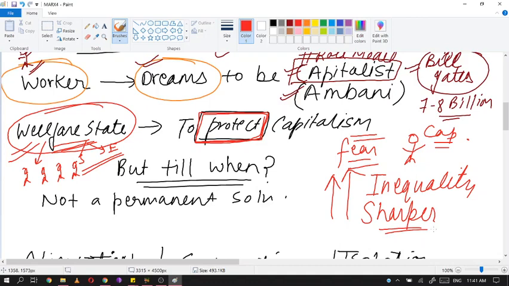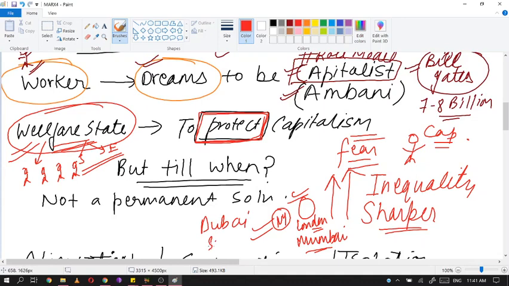Centers of concentrated wealth have started to emerge. New York, London, Mumbai. All the wealth concentrated in these few places. Dubai, Singapore, Hong Kong.